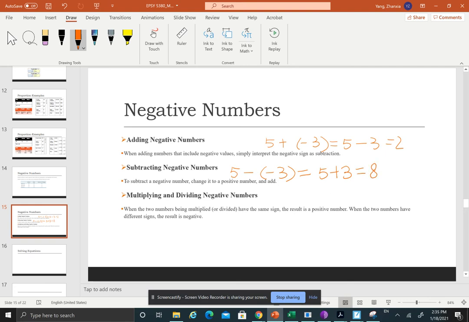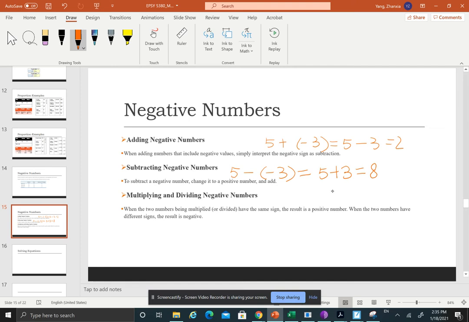When multiplying and dividing negative numbers, if the two numbers being multiplied or divided have the same sign, then the result is going to be positive. If they have different signs, then the result will be negative.